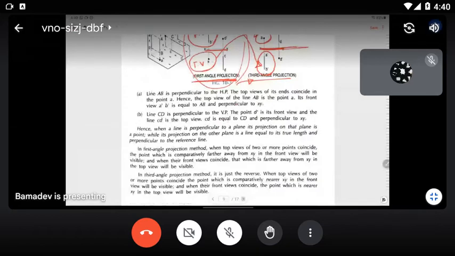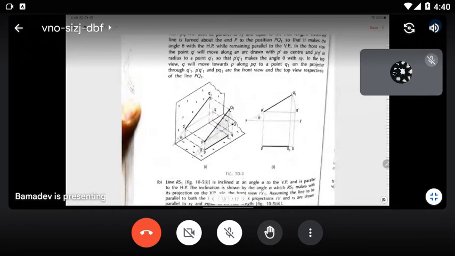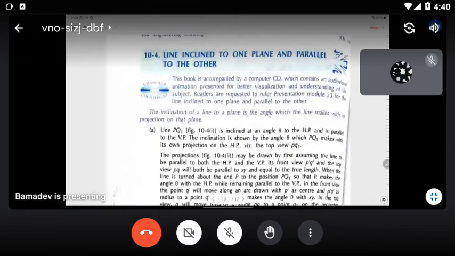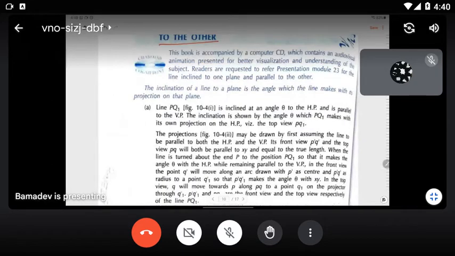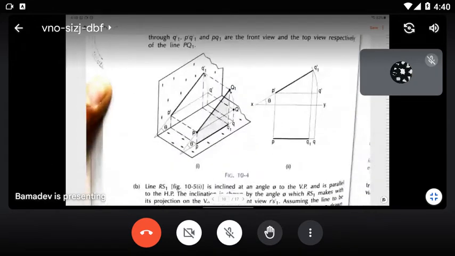Okay. Then come to the next category. Straight line inclined to one plane, and parallel to the other. The pictorial view is PQ. Sorry, this one. PQ1. PQ1 is the straight line in pictorial view.